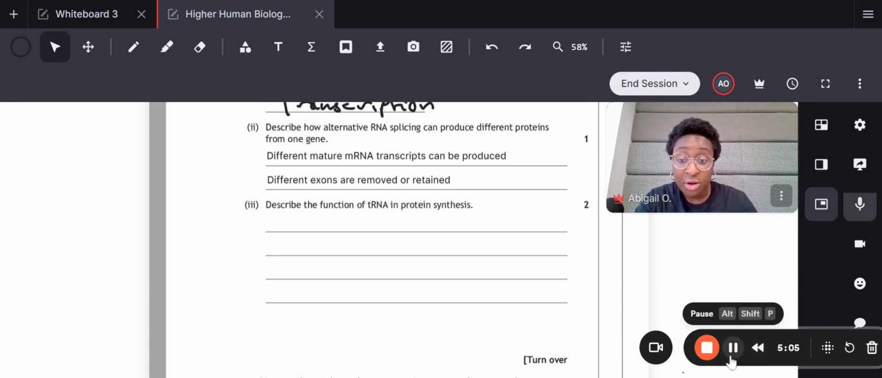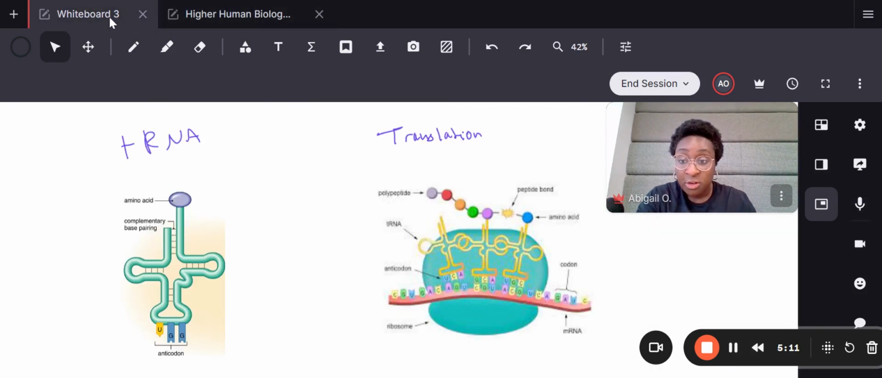And the final question here, describe the function of tRNA in protein synthesis. So let's remind ourselves on the tRNA molecule. So the tRNA molecule looks a bit like this. It's a funny looking molecule. tRNA stands for transfer RNA. It's made of RNA the same way mRNA and rRNA are made of RNA. It has an amino acid binding site on one side and it has an anticodon on the other.